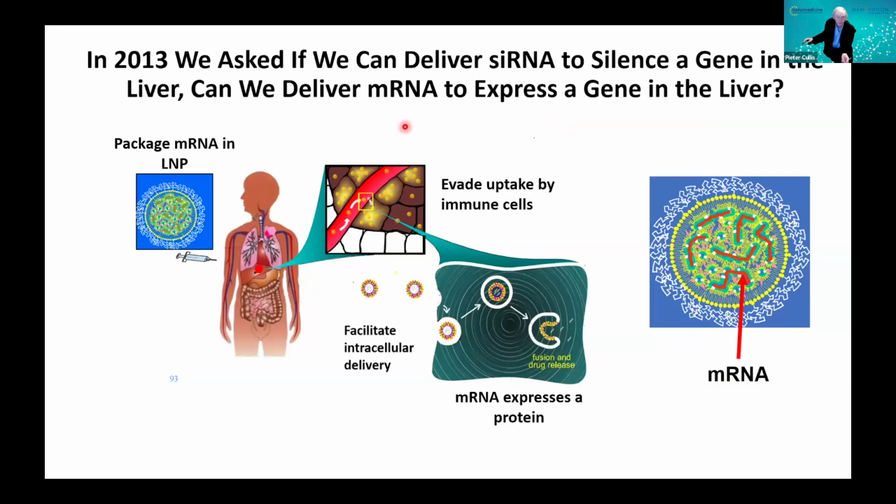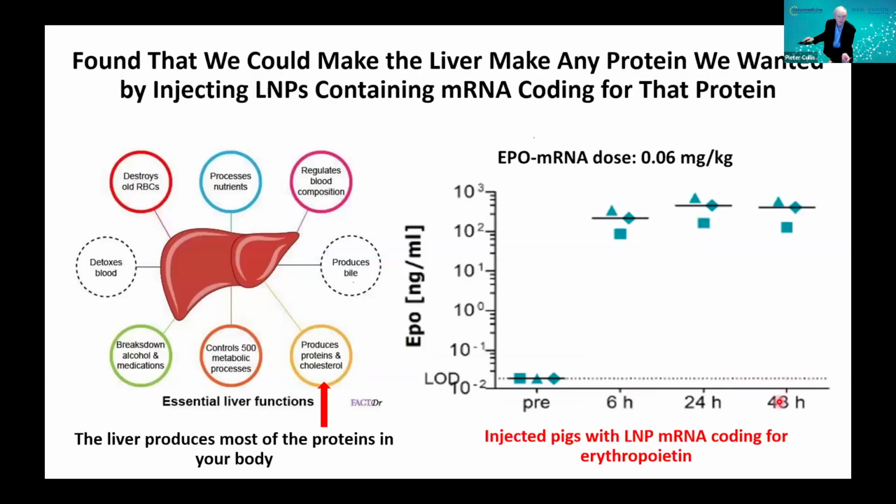But we then went on, we being actually Acuitas in this case, to say, okay, well, if we can deliver siRNA, can we deliver messenger RNA? And so we do exactly the same packaging process to produce these systems. It worked very well. And what we found was we could make the liver make any protein we wanted. Of course, the liver produces 70% of the proteins in your body. It doesn't seem to mind making a few more. And this is an example for erythropoietin, where you can get supraphysiological levels of EPO following an IV injection, getting hepatocytes to make the hormone.